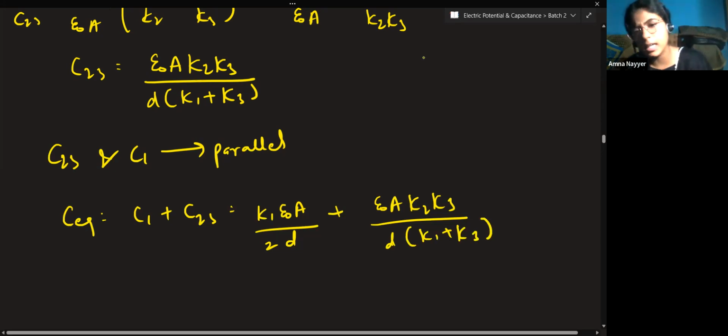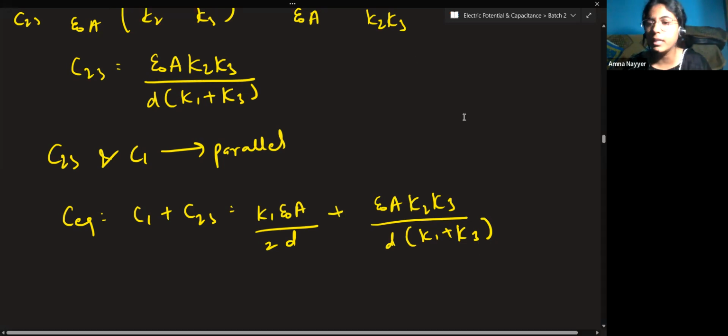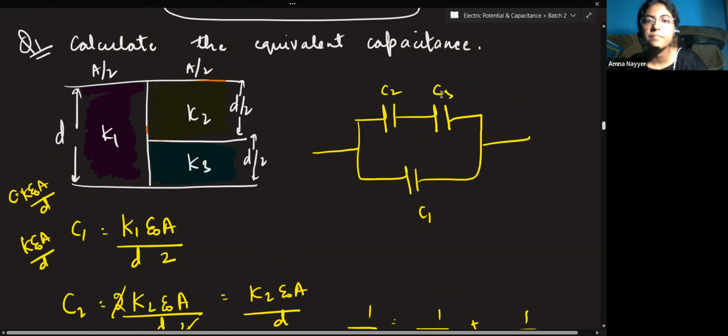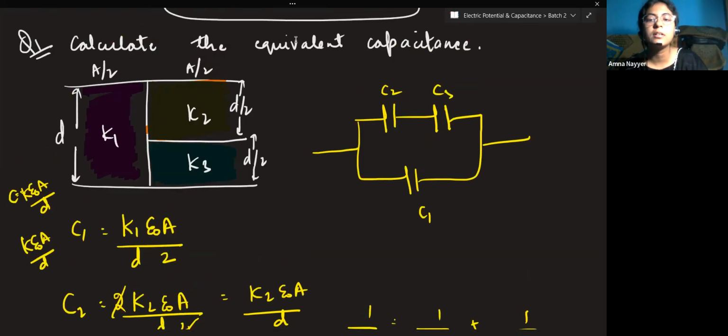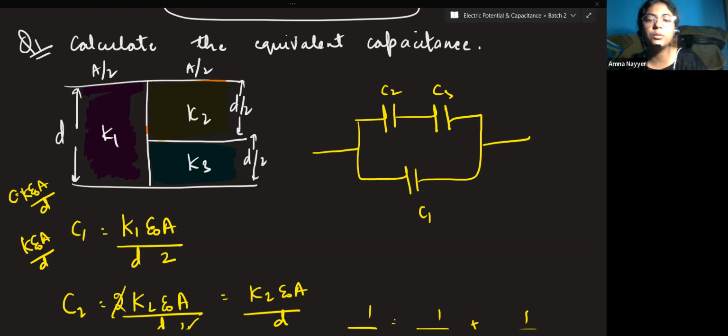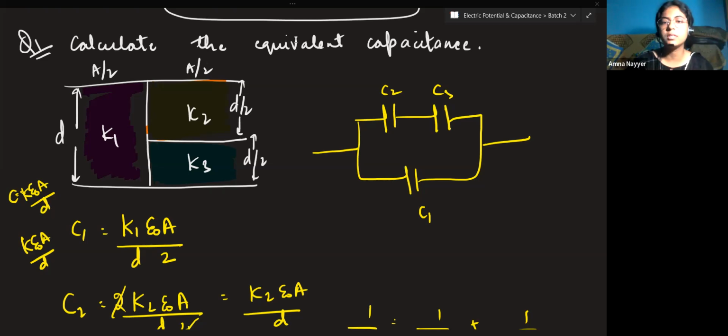In this, if you wish, you can take out epsilon naught A by D as common, and then take the LCM and multiply, or you can leave it here also. Is it clear? Now is this clear? Yes, class, is this clear? Yes, ma'am. Yes, teacher. Hamza, Hanifa, is it clear to you? Yes, ma'am. All right, note down this as well.